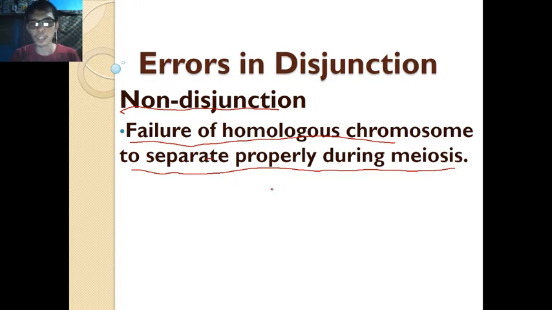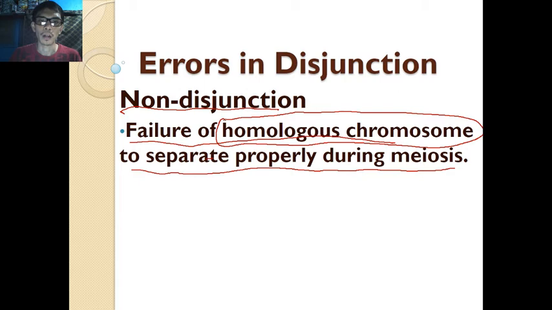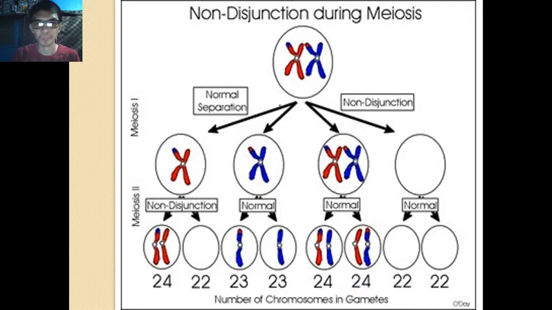So during meiosis, the homologous chromosomes must separate from each other. We have two phases of meiosis, meiosis 1 and then meiosis 2. If you have encountered meiosis already, the homologous chromosomes tend to separate from each other. So what is a failure of separation of these homologous chromosomes? That is non-disjunction.